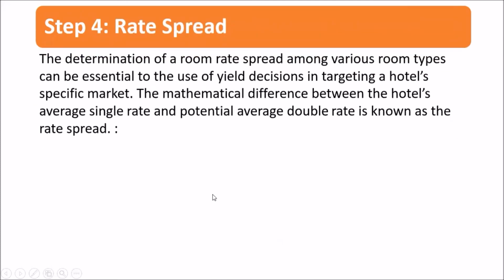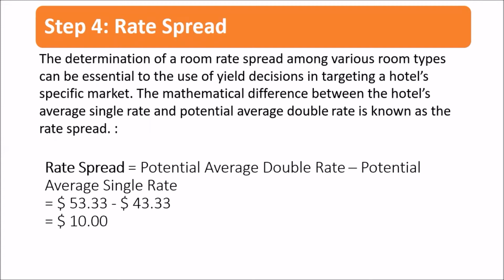Now the determination of a room rate spread among various room types can be essential to the use of yield decisions in targeting a hotel's specific market. The mathematical difference between the hotel's potential average single rate and the potential average double rate is known as the rate spread. Putting it into the formula of rate spread: PADR minus PASR. We have already calculated these in steps 1, 2 and 3. Potential average double rate is $53.33 minus $43.33 gives you $10, which is the rate spread.